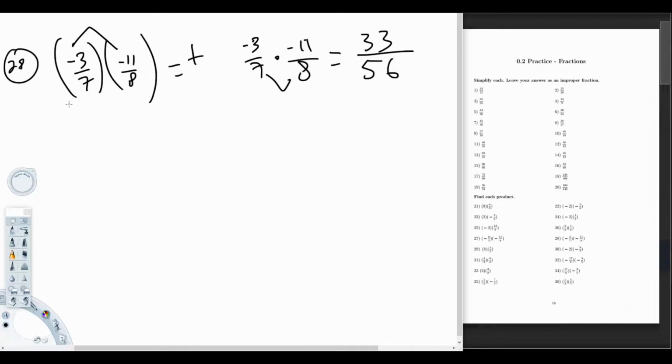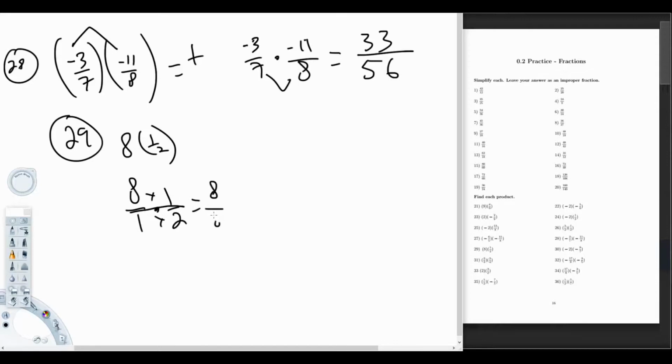Number 28. All right, number 29. Moving along. 8 times 1 over 2. This is pretty easy, right? 8 over 1 times 1 over 2. Anytime you see a multiply sign, you can put a great big line here and multiply. 8 over 2. You can divide that by 2, so that's 4 over 1 equals 4. All right, you can divide these two. Here we could have easily divided by 2 right away. It would have been a 4 and a 1, but whatever.